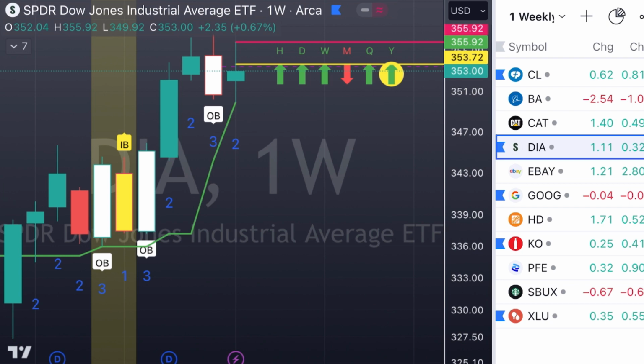We move on to DIA. So DIA has a 2 down that finished green. So you can see a 2 down.